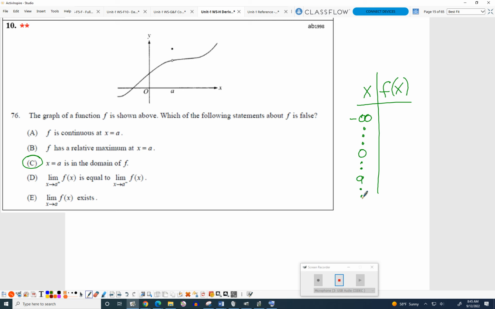Therefore, x equal a is definitely in the domain of f, because at x equal a, there is a y coordinate. They don't tell us what it is. Maybe it's 10, I don't know. But because there is a y coordinate at x equal a, it is in the domain of f. That's review from previous class. Questions? Awesome. Answer this one, please.